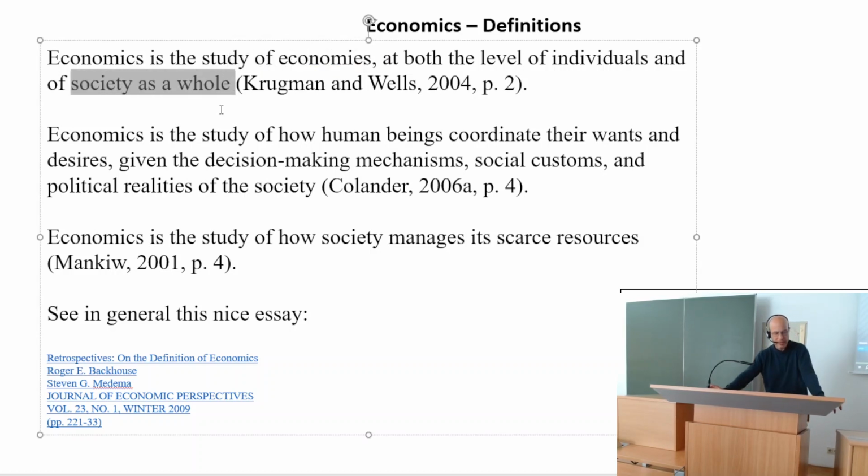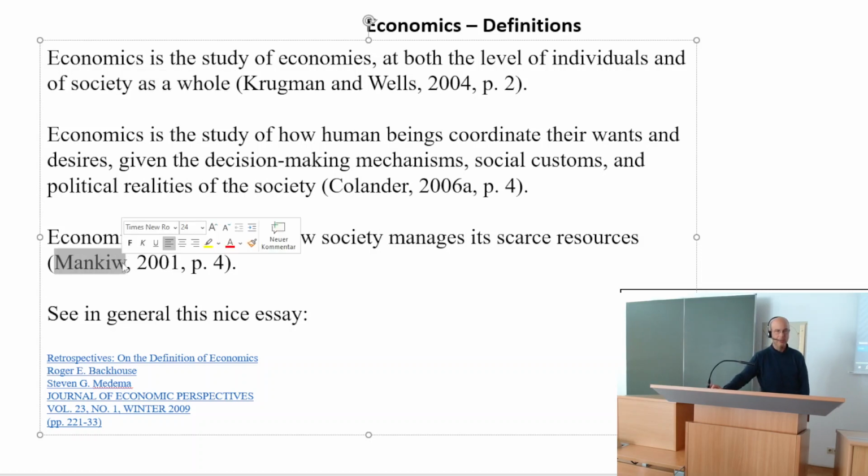Or by Colander, economics is the study of how human beings coordinate their wants and desires. So this is more or less how demand comes into the economy, given the decision-making mechanisms, social customs, political realities, and so on of the society. So then he makes also the broader view. We want to explain economic behavior as a whole, or very prominent.